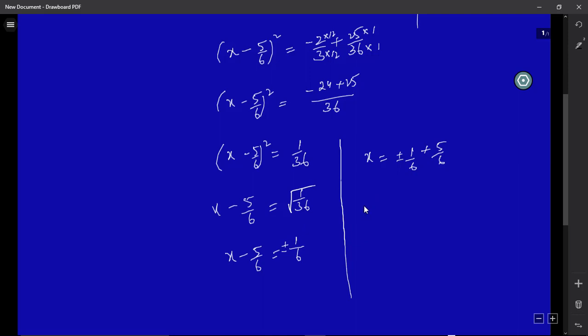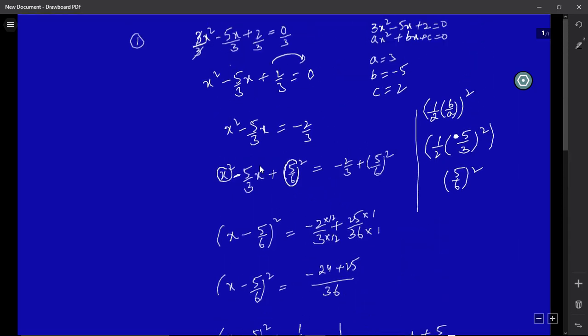Now I should actually be getting two roots, right? Because it's a quadratic equation. A quadratic equation is a second degree equation, right? The power of the quadratic equation is always 2. The degree of the quadratic equation is always 2, which means we should be getting two roots.